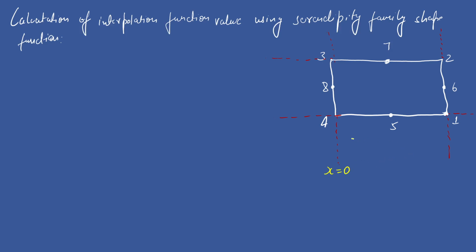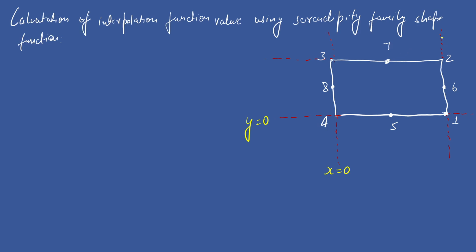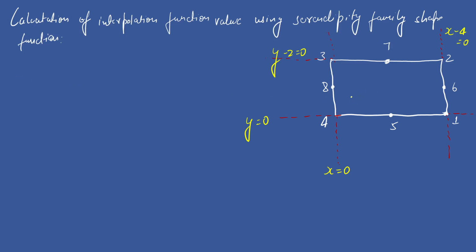This is x equals 0. This is y equals 0. Given to you, the equation of this line is x minus 4 equals 0, and this is y minus 2 equals 0. So the point of interest is 0, 0.